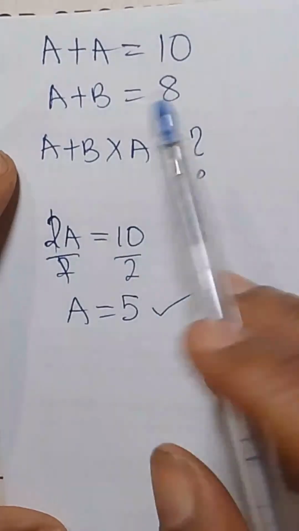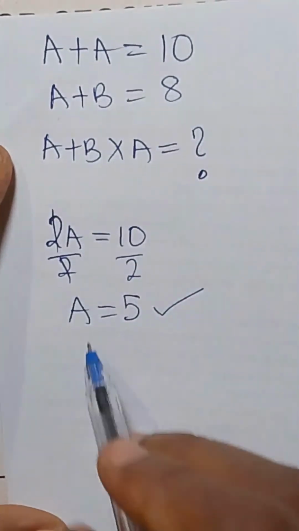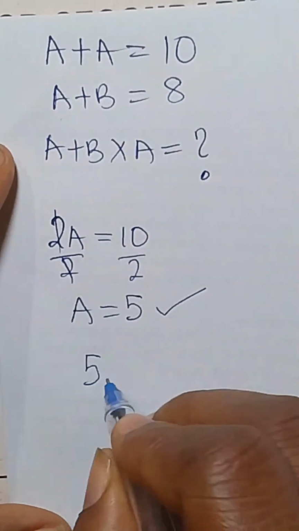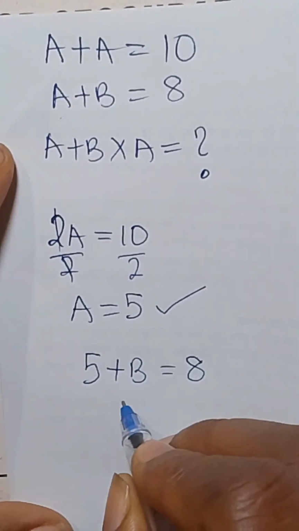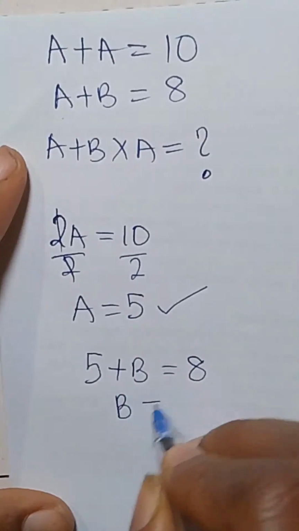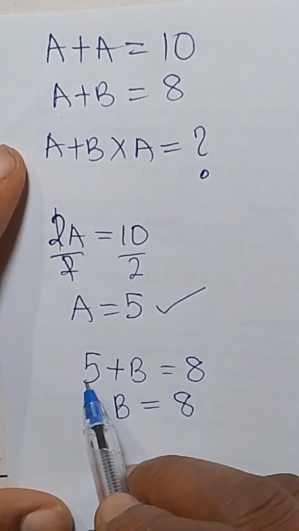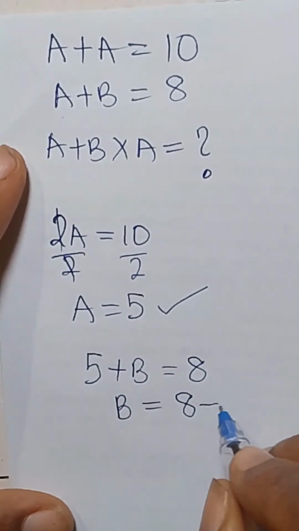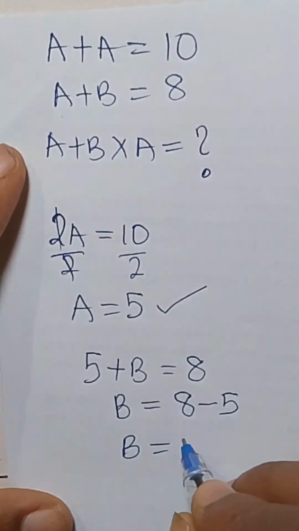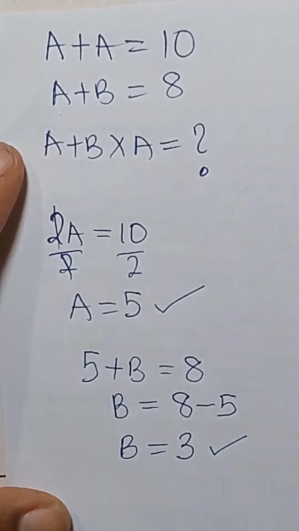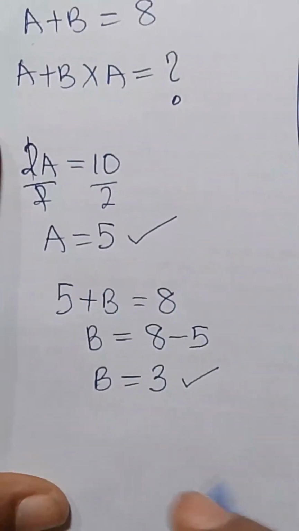Okay? And we are told that A plus B is 8. Now, our A is 5. 5 plus B is 8. So our B will be equal to 8. When this plus 5 crosses the equality sign, it becomes minus 5. So our B is equal to 8 minus 5, which is 3. So our B is 3. All right? That is A, that is B.